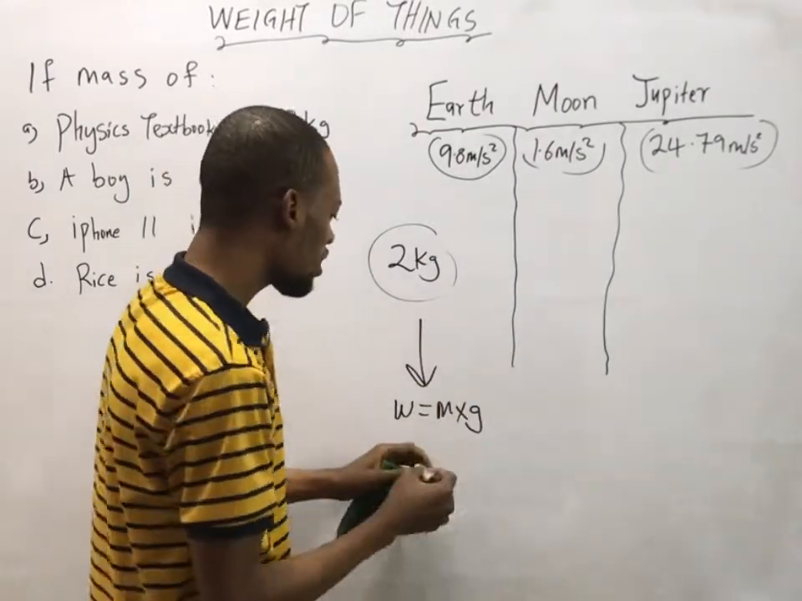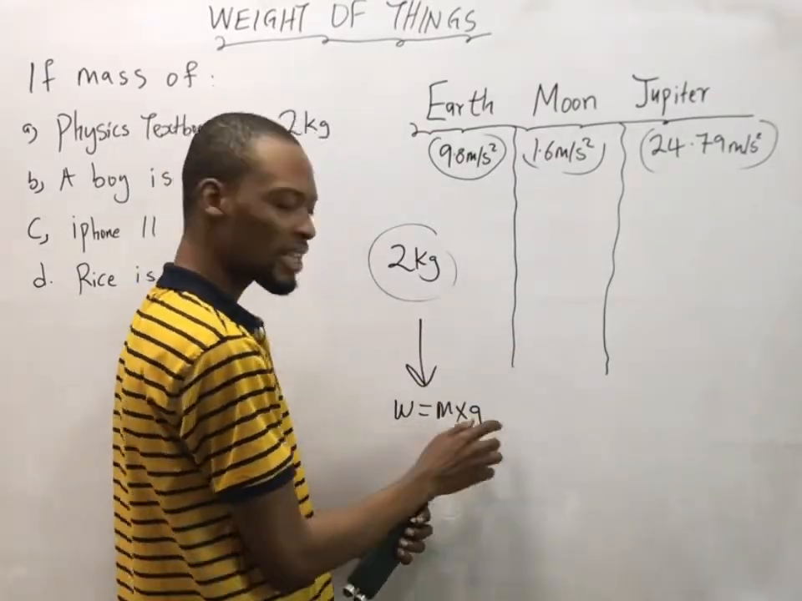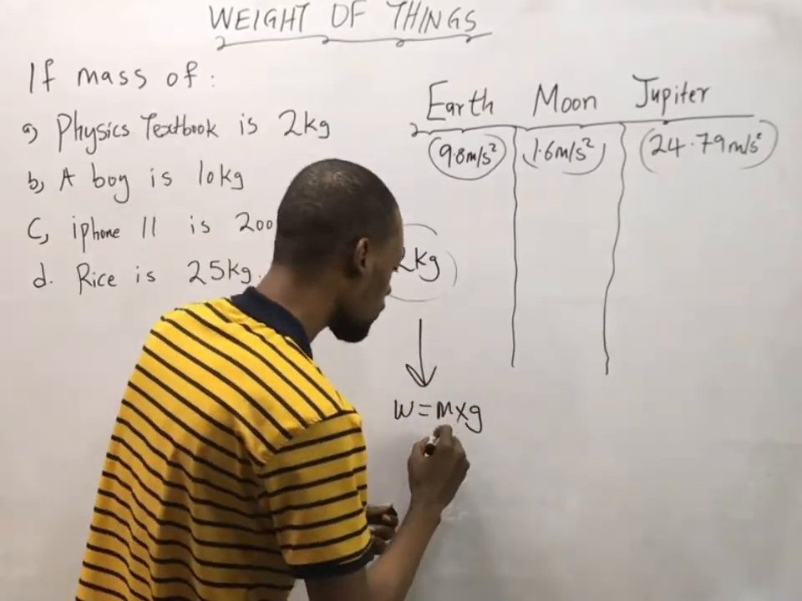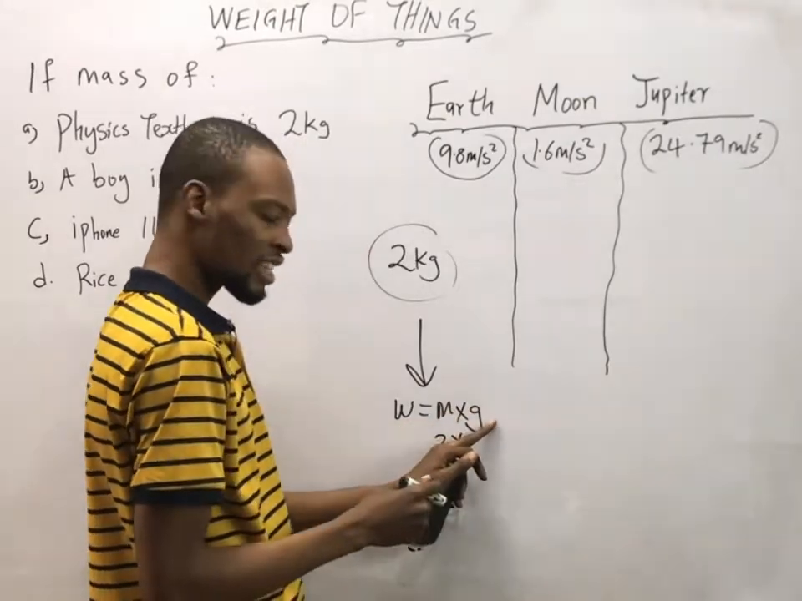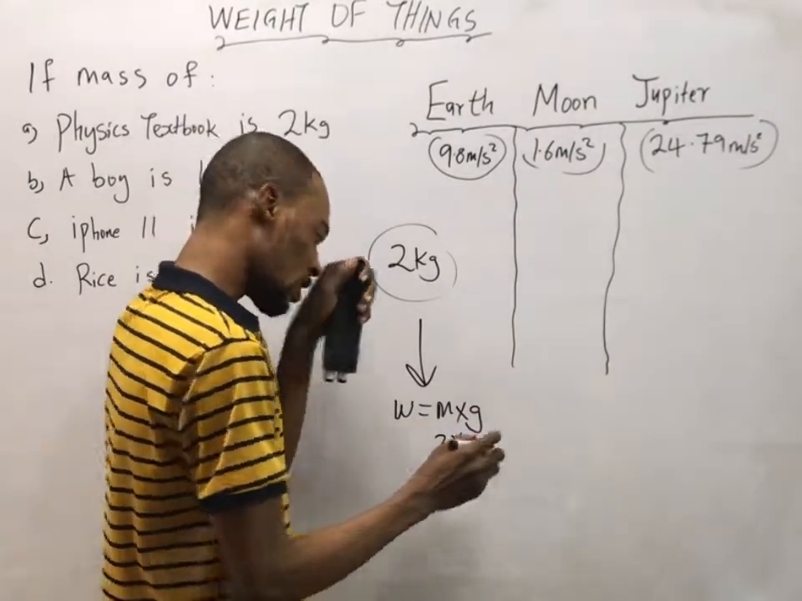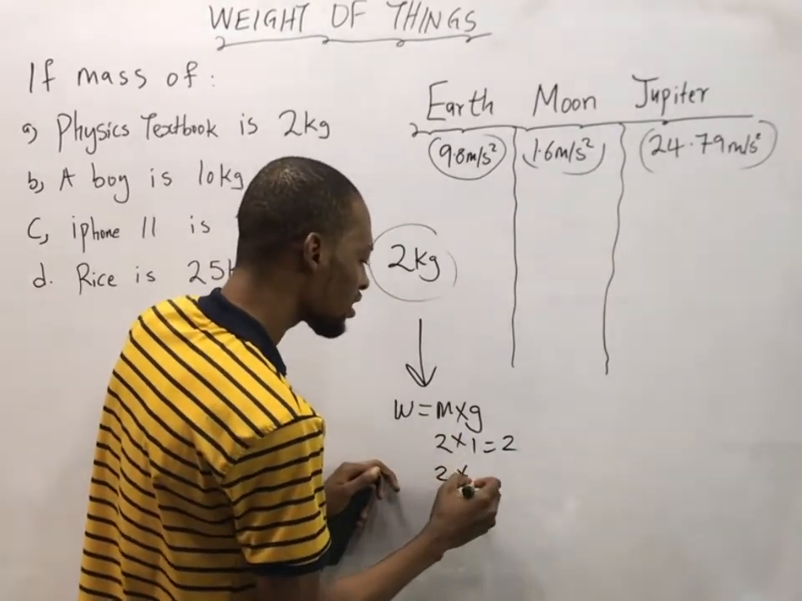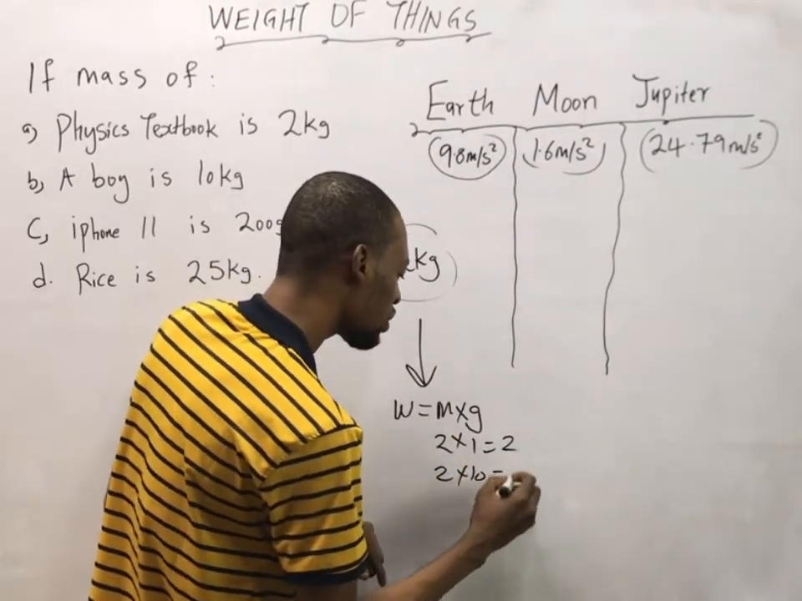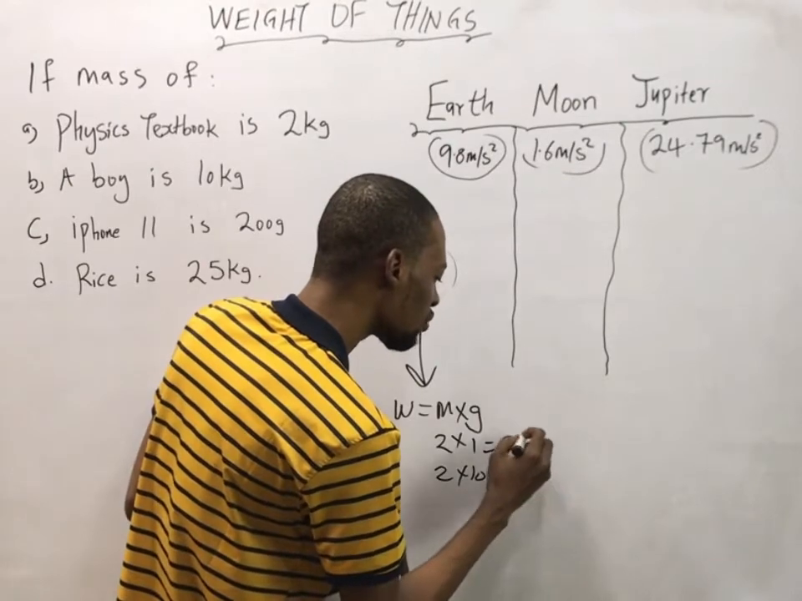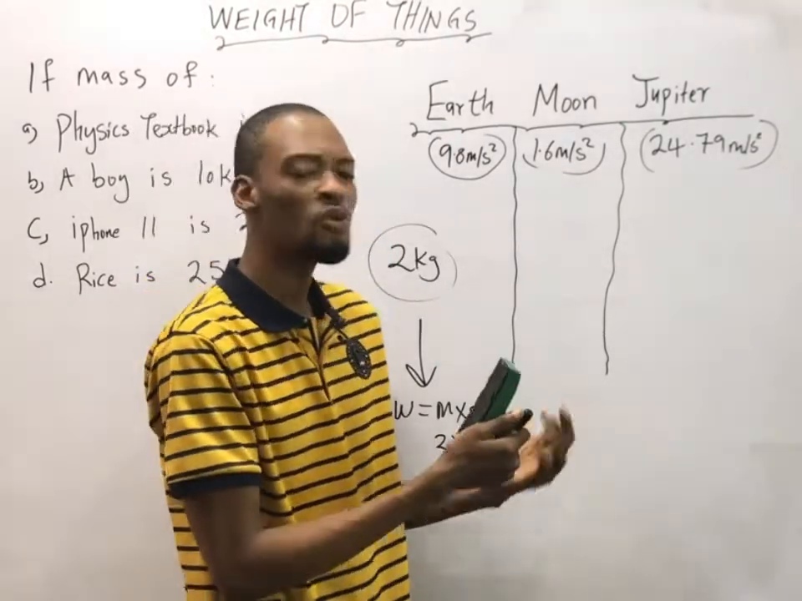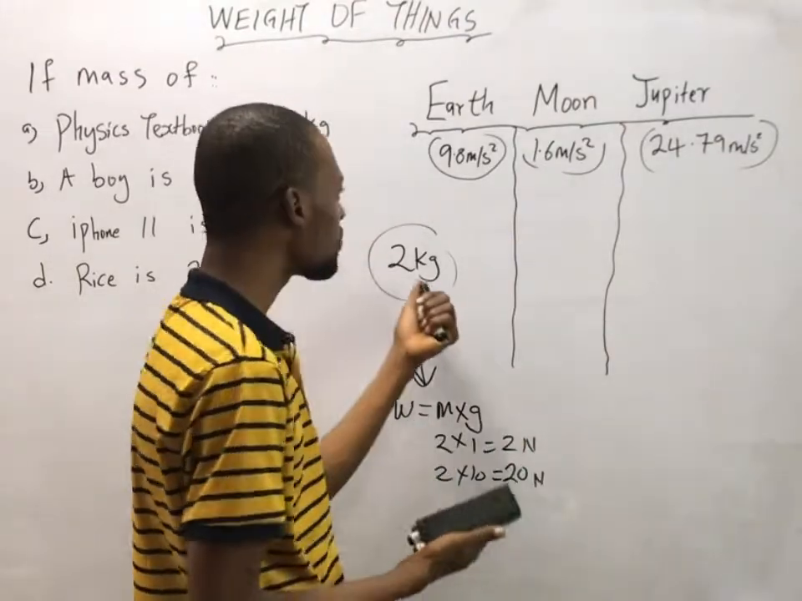For example, if weight is mass times acceleration due to gravity, when mass is 2 kg, if acceleration due to gravity is 1, for example, the weight of that object will simply be 2. If gravity is 10, the weight of the object will simply be 20 Newton, which is the unit of weight. So you see, gravity goes a long way to determine the weight of objects.